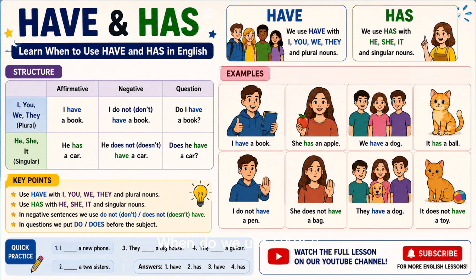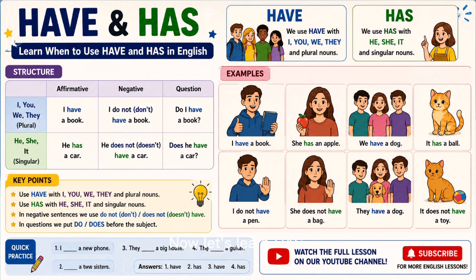When do we use have? We use have with these subjects. I, you, we, they. Let's look at some examples. I have a backpack. You have a beautiful smile. We have English class today. They have 2 cars. Can you see the pattern? Whenever the subject is I, you, we, or they, we always use have.